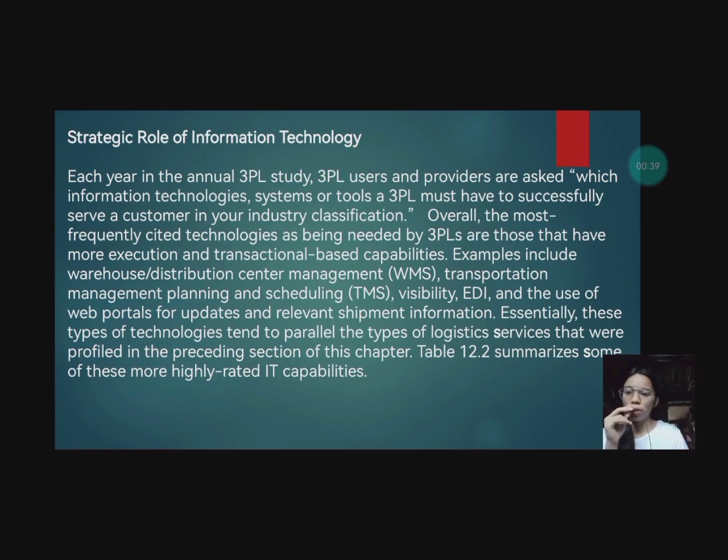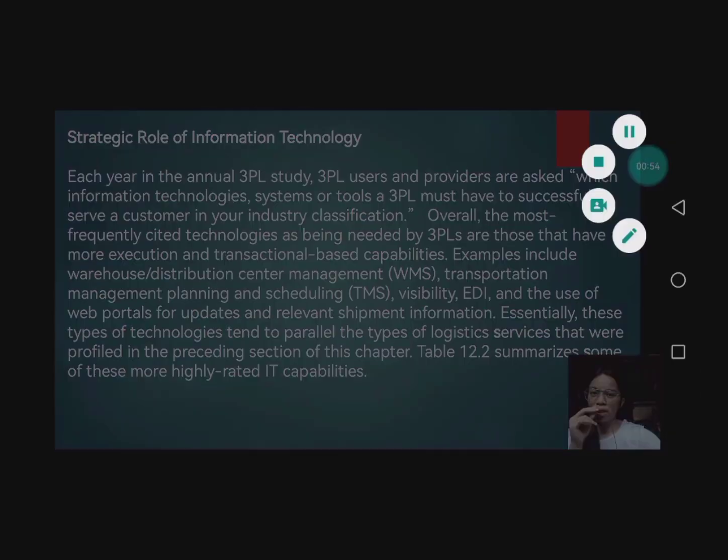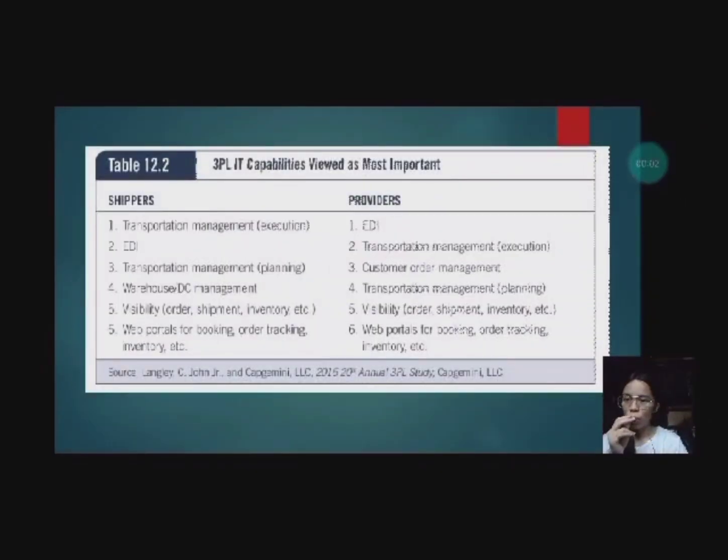Essentially, these types of technologies tend to parallel the types of logistics services that were profiled in the preceding section of this chapter. Table 12.2 summarizes some of these more highly related IT capabilities. So, here is Table 12.2.